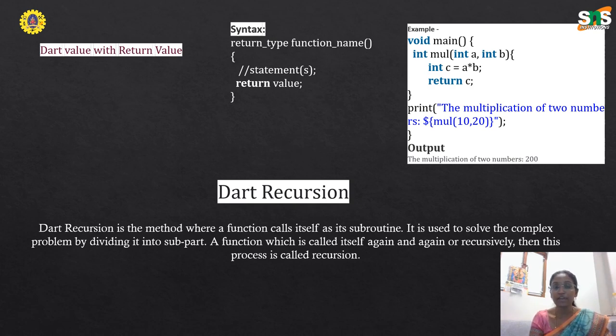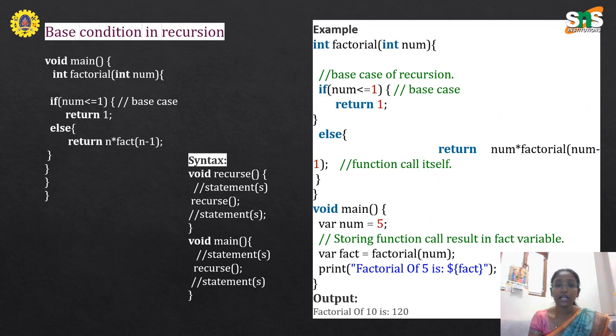The return type, function name, next I'll give the return values. I'll give some example over here. Dart recursion is a method where the function calls itself as subroutines and solves complex problems by dividing them into subparts. In this process, again and again we will work on the process or loop statements. Here I'll give the recursion programming over here. I'll give a syntax. It's the same as switch keys or if keys, all those things. I'll give some example coding over here.